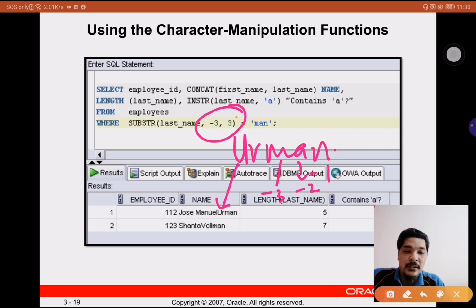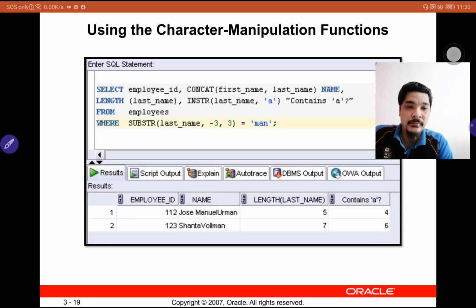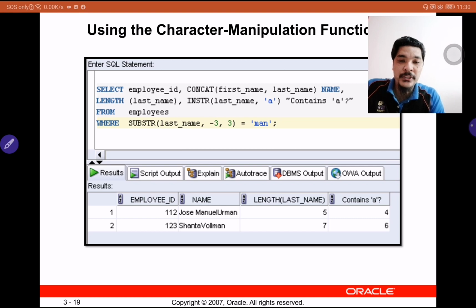In the previous one, if there is no negative, it will start from the left. If we see a negative, it will start from the right: -1, -2, -3. Then 3 after -3, meaning 1, 2, 3. So the output for this one is MAN.